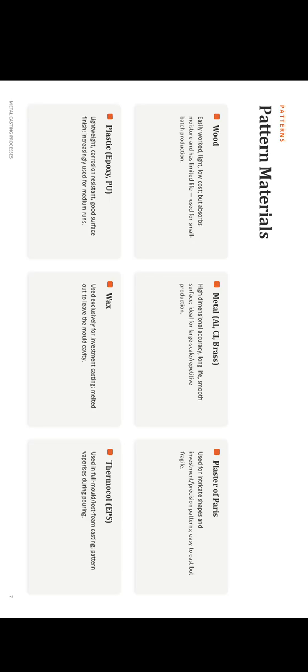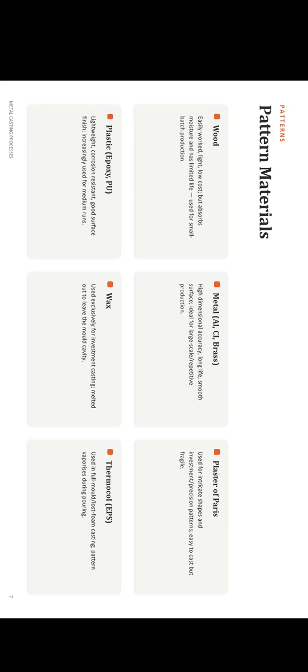Pattern materials. Wood: easily worked, light, low cost, but absorbs moisture and has limited life; used for simple batch production. Metal (aluminium, cast iron, brass): high dimensional accuracy, long life, smooth surface, ideal for large scale repetitive production. Plaster of Paris: used to create intricate shapes and investment patterns, easy to cast.